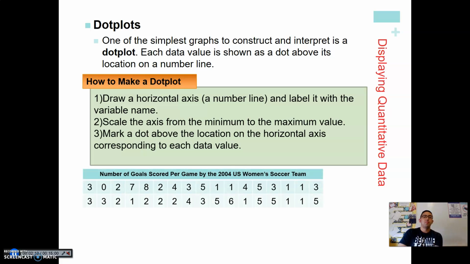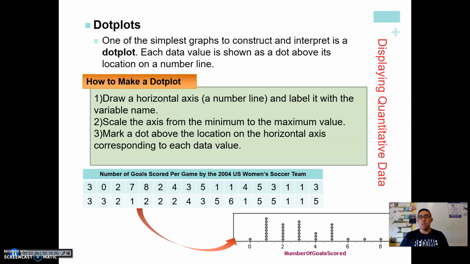So, for example, let's say we were looking at the data of the number of goals scored per game by the 2004 women's U.S. soccer team. Each of these represents a game: the 3, the 0, the 2, the 7, 8, the number of goals scored in that game. If we were to make a dot plot of this, it would look something like this. This 0 is that one game where they scored 0.